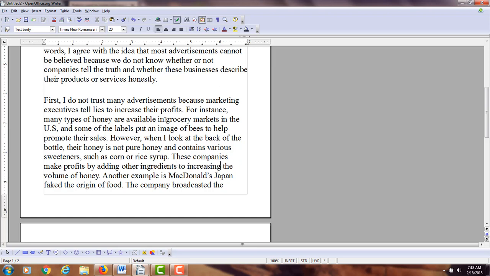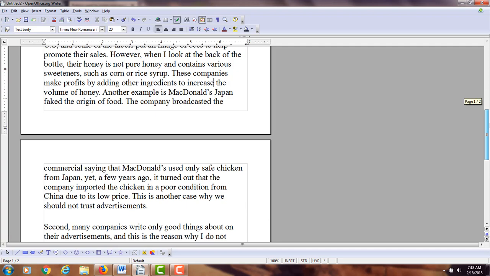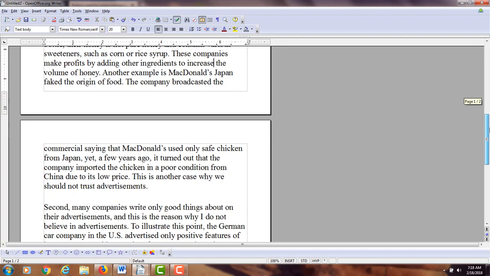I would say here to increase the volume of honey. And that is a very good example. This is very good. This is where you're doing very well with your writing. You say another example is McDonald's Japan.